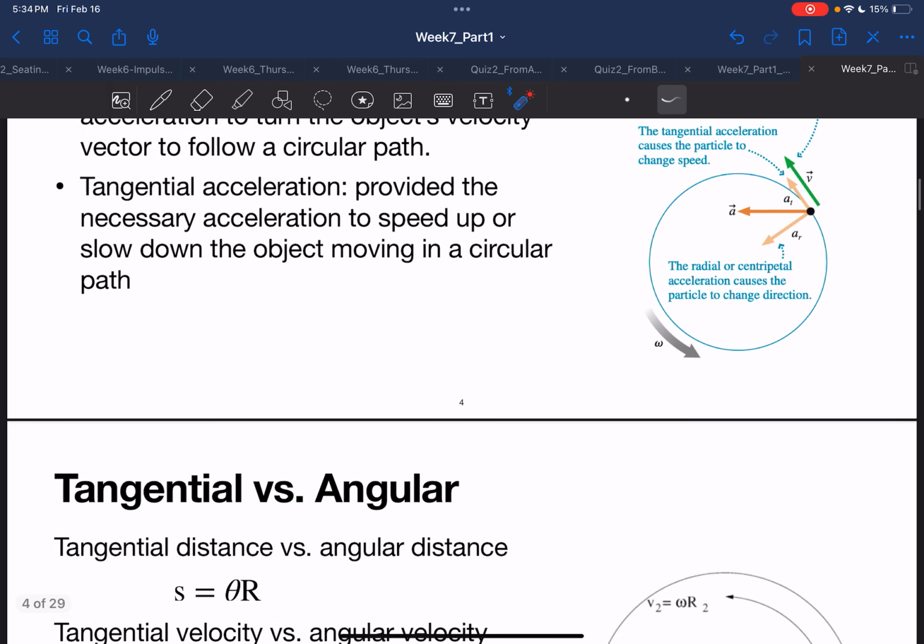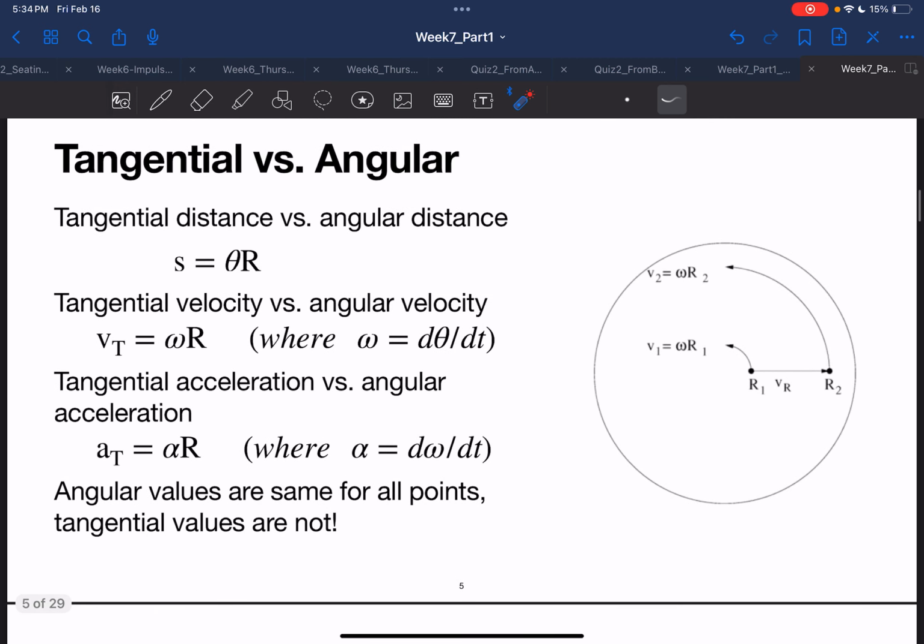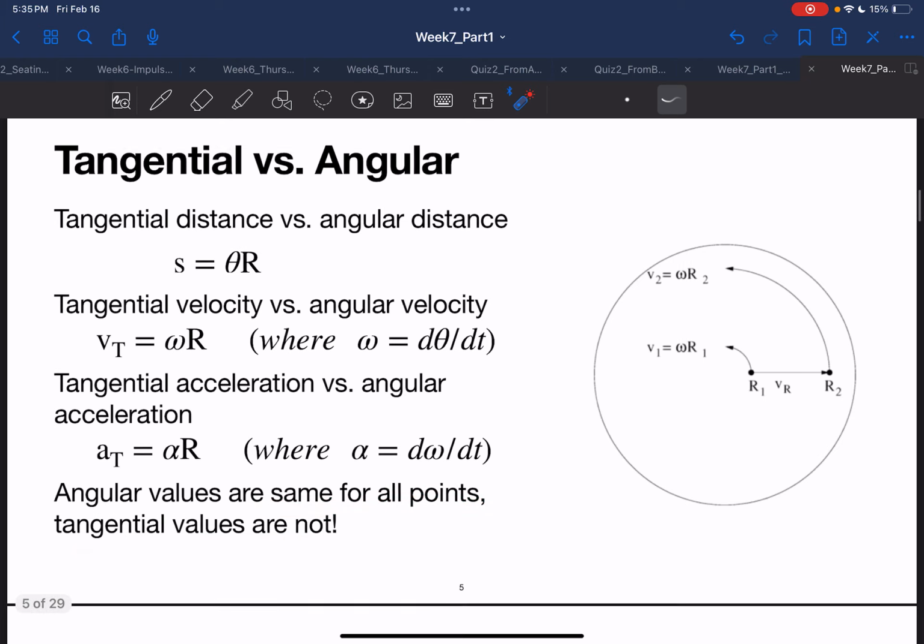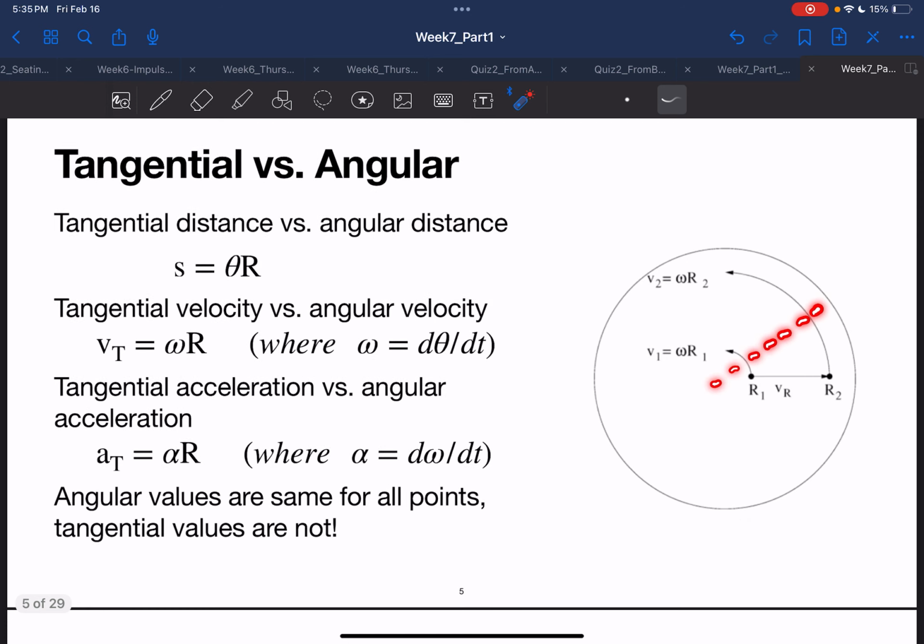All right, let's just review the tangential versus angular quantities for circular motion. The main punchline is basically the fact that angular values are the same for all the points, and tangential values are not. They depend on how far out from the center of the circle we're located. So what do we mean by that?